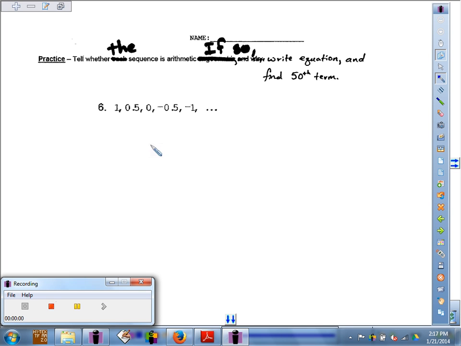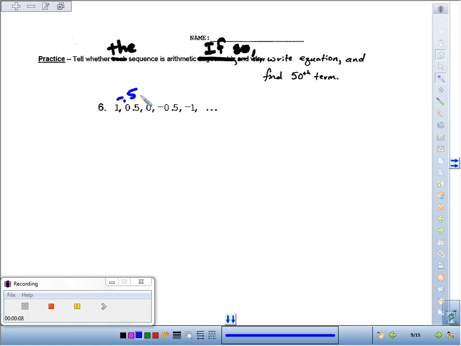Number 6, tell if the sequence is arithmetic, and if it is, write an equation and find the 50th term. To go from 1 to a half, you subtract a half, and from a half to 0, you subtract a half, to negative a half, you subtract a half, and to negative 1, you subtract a half. So since we subtract the same amount each time, we can say, yes, this is an arithmetic sequence.